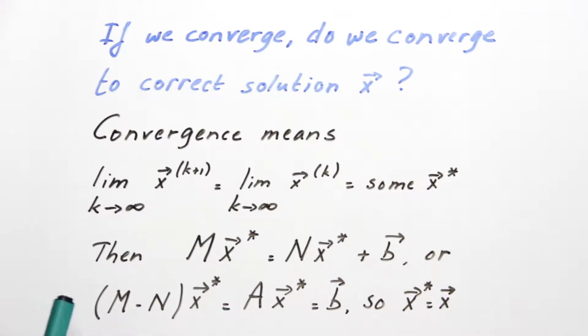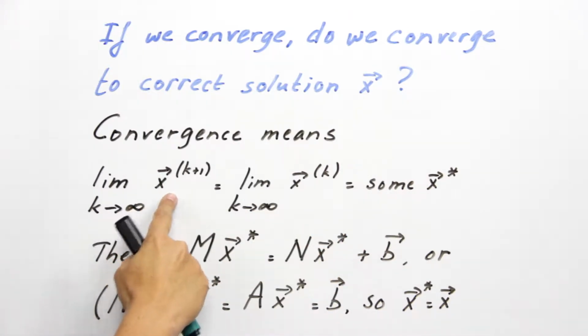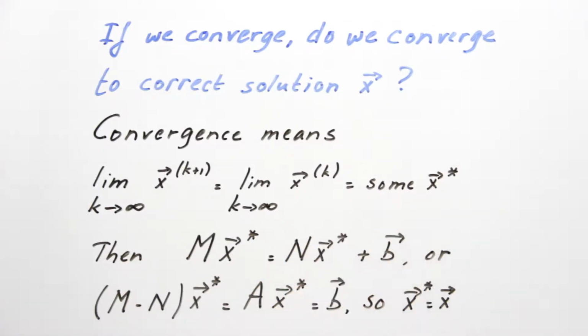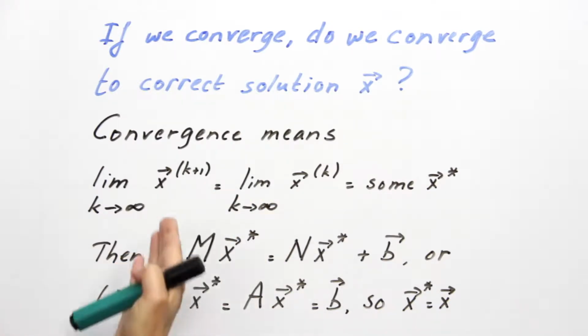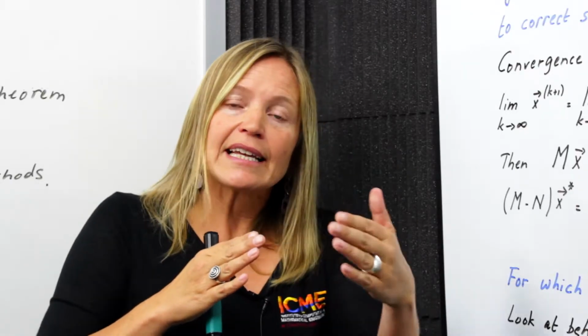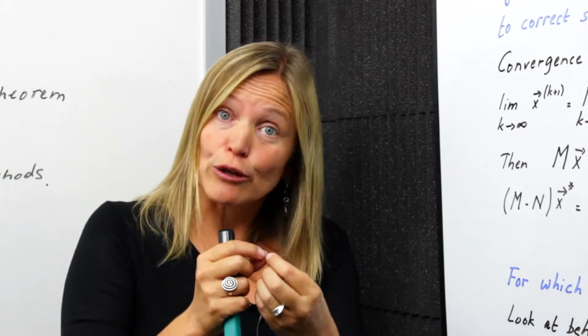Now what does convergence really mean? It means that if we keep on going with this iteration and k increases, in other words, k goes to infinity, then x_k plus 1 and x_k, both of them, will converge to some vector which I called x star. Naturally, if we have convergence, x_k plus 1 and x_k will get closer and closer together. And that's really what's expressed here. These limits are the same. The distance between x_k and x_k plus 1 in every iteration step gets closer.